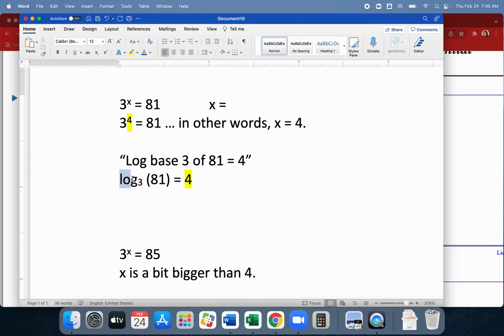I'm just going to copy this. Oops, not get rid of it. The wrong button.